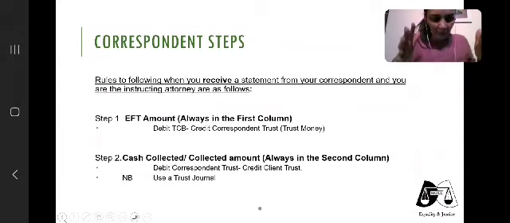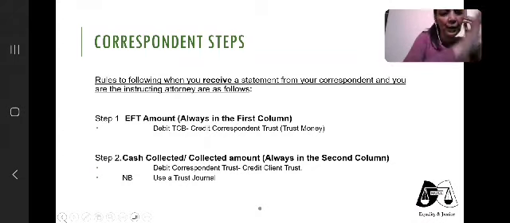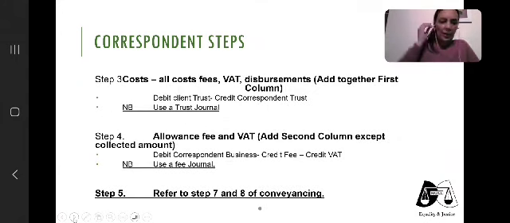Step 2, I look at the statement, I see the cash collected. The cash was collected by the correspondent on behalf of my client. I'm recording the money value of what correspondent collected on behalf of my client. Step 3, I add up all the costs, the fees, the VAT, the council fees, the default judgment, sheriff, the tracing agent. That is what correspondent charged and what my client is liable for.